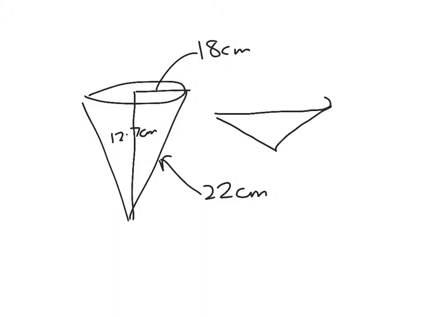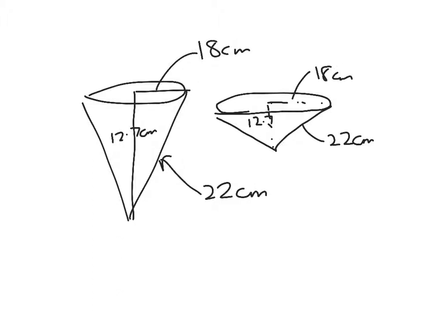Let's try and do it a bit better. Oh, that's terrible. Okay, this height here is 12.7, the radius is 18 centimetres, and the slant height is going to be 22 centimetres.